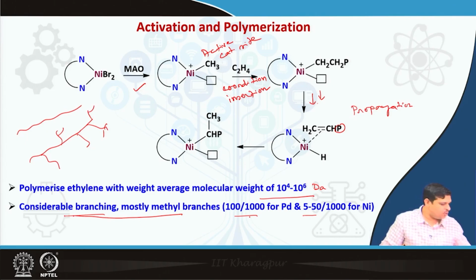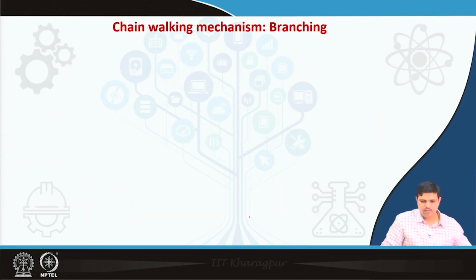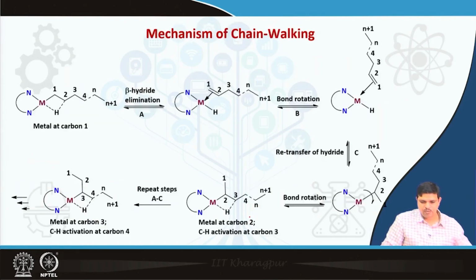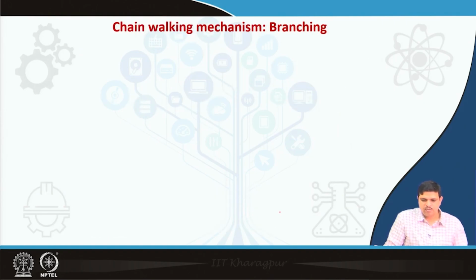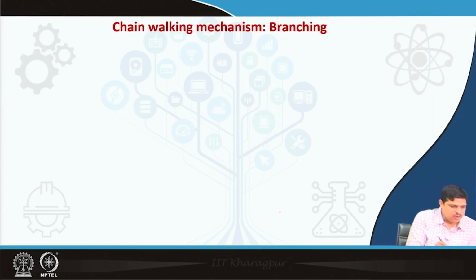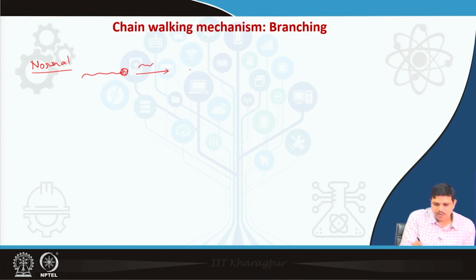How this branching happens is really very interesting. I will show you. It happens by a chain walking mechanism. I will give a very cartoon-like diagram first to understand. First I will discuss the normal case. You see, this is the metal center, and if I have a monomer now, what will happen? It will just increase in length.